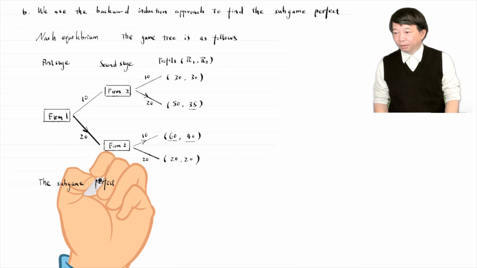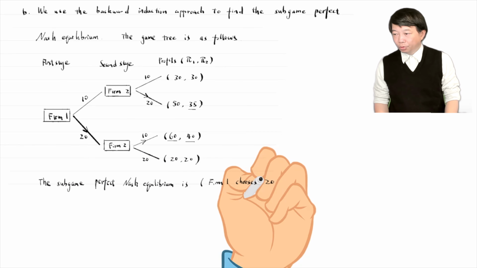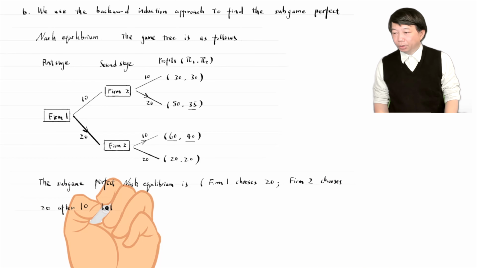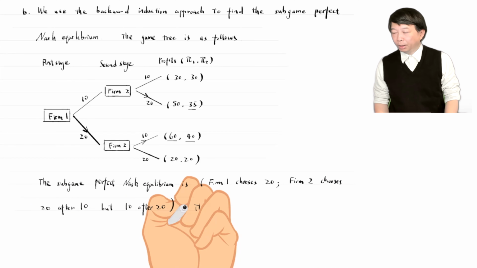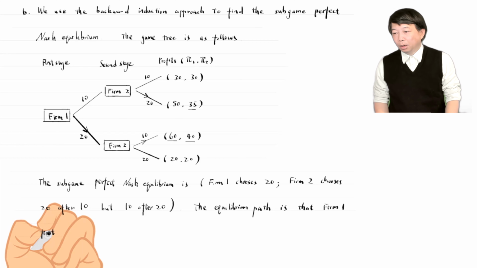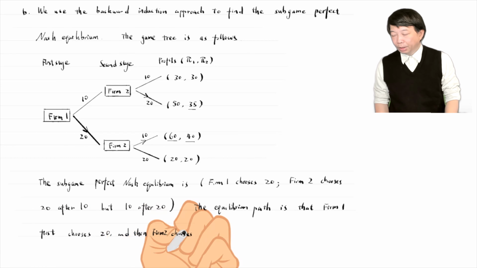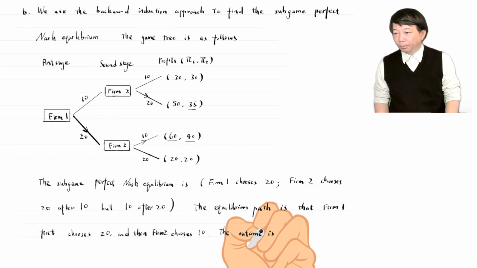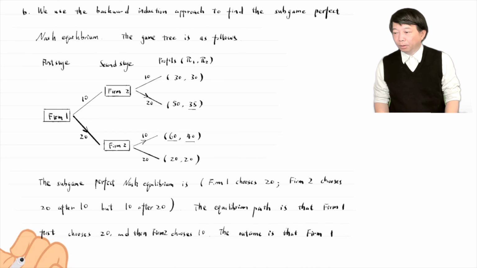The subgame perfect Nash equilibrium is that Firm 1 chooses 20 and Firm 2 chooses 20 after 10, but 10 after 20. A strategy is a plan for different situations, so we write Firm 2's strategy as above. The equilibrium path is the path with two arrows. Firm 1 first chooses 20, and then Firm 2 chooses 10. The outcome of the sequential dynamic game is that Firm 1 gets 60 and Firm 2 gets 40.